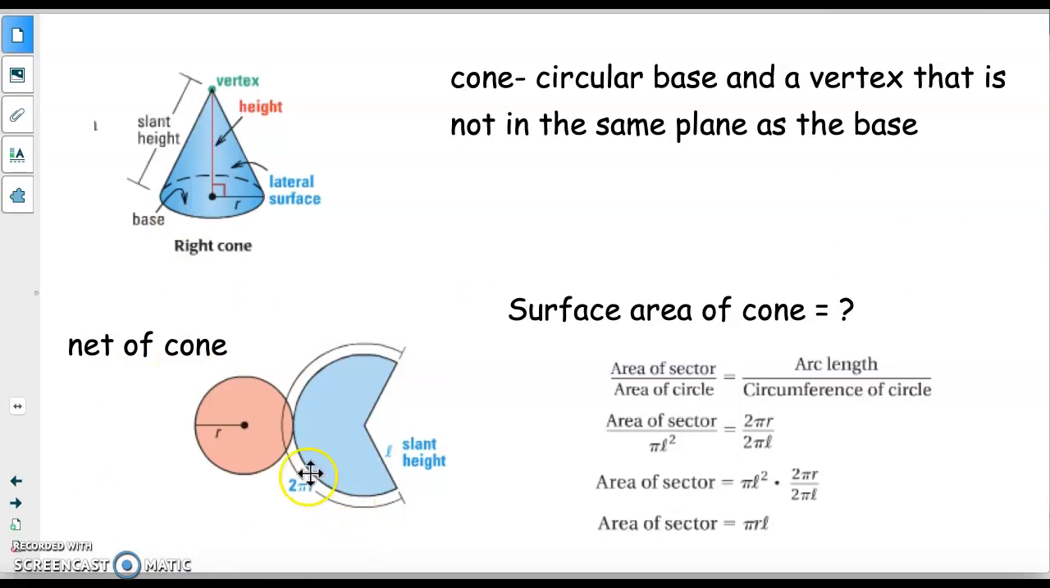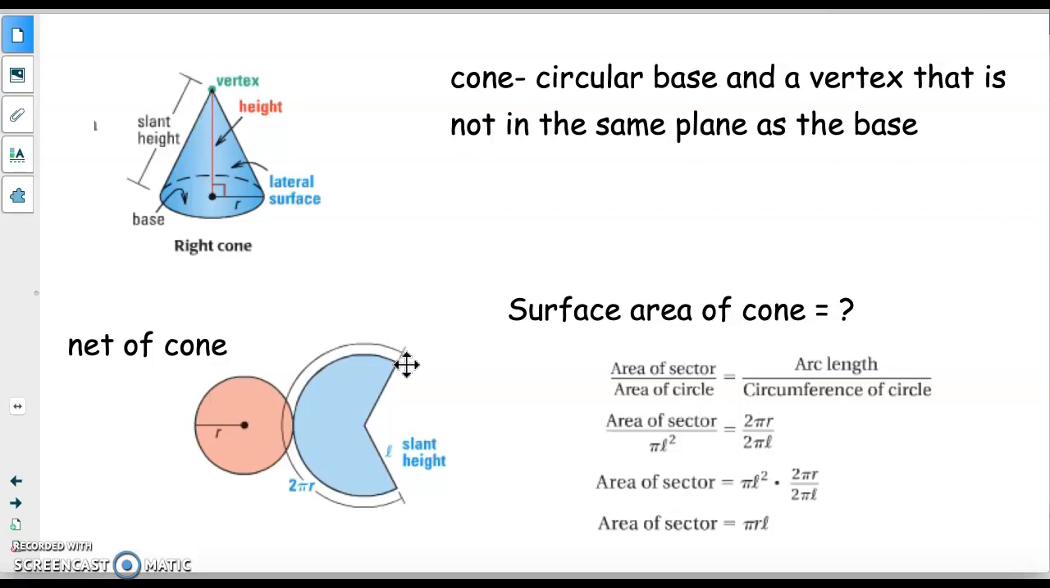You can see that the net of a cone would be the circular base, and then this sort of, not semicircular, but a sector of a circle where the radius of that sector is the slant height, and then the distance around is the circumference, or 2 pi times the radius.